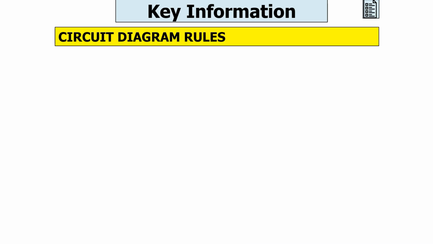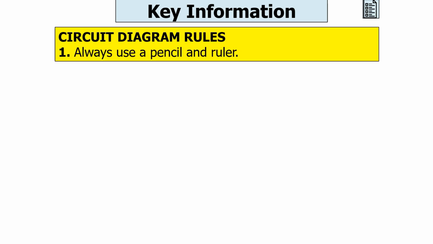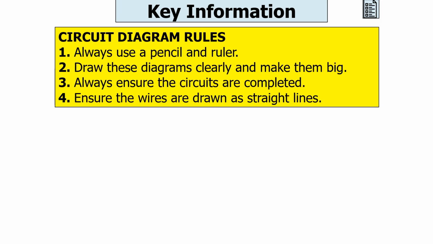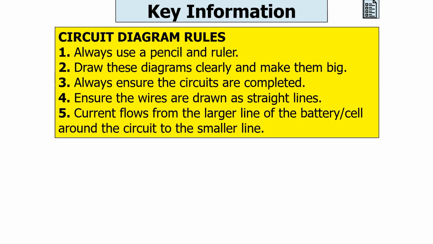So here are our rules for circuit diagrams. Always use a pencil and a ruler. Draw these diagrams clearly and make them big. Always ensure the circuits are completed and ensure the wires are drawn as straight lines. The next, current flows from the larger line of the battery or cell around the circuit to the smaller line.